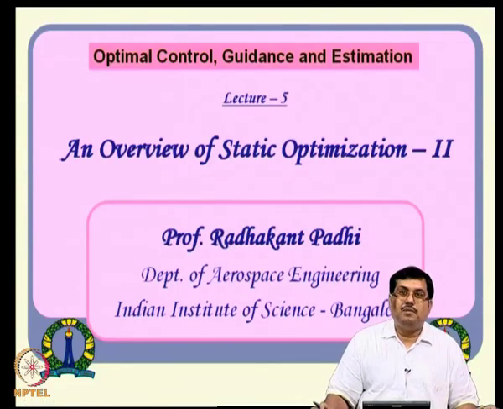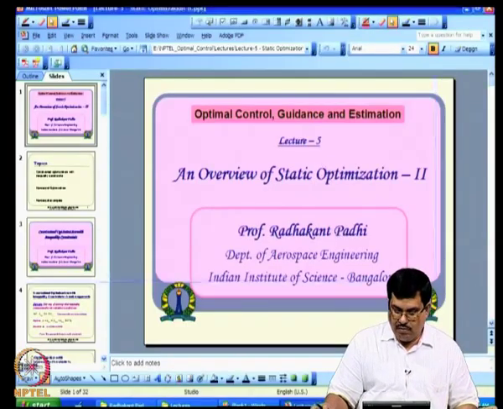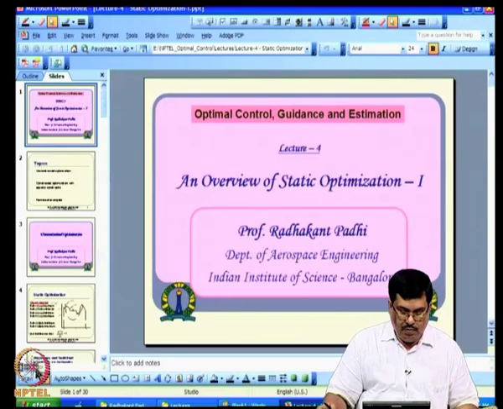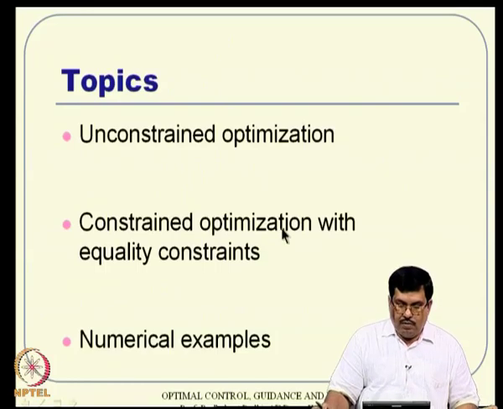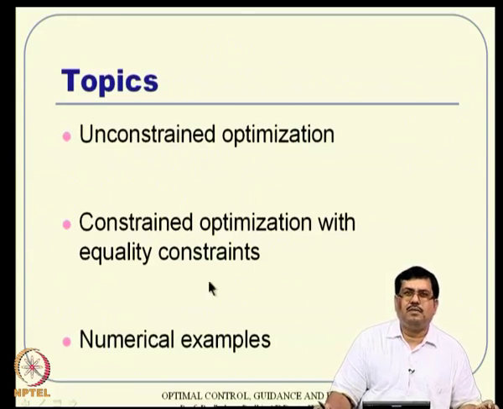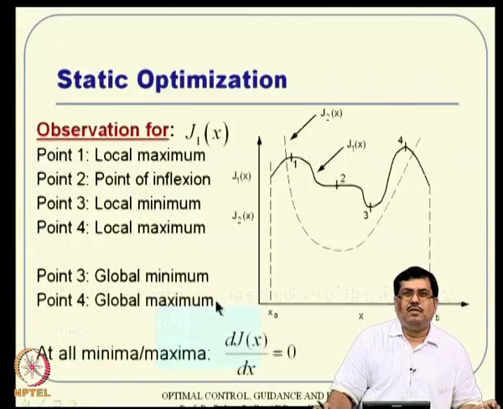So, very quickly we can just see what we discussed in the last lecture before coming to this one. We talked about unconstrained optimization, followed by constrained optimization with equality constraints, and then saw some numerical examples along the way. So, these are all what we discussed.